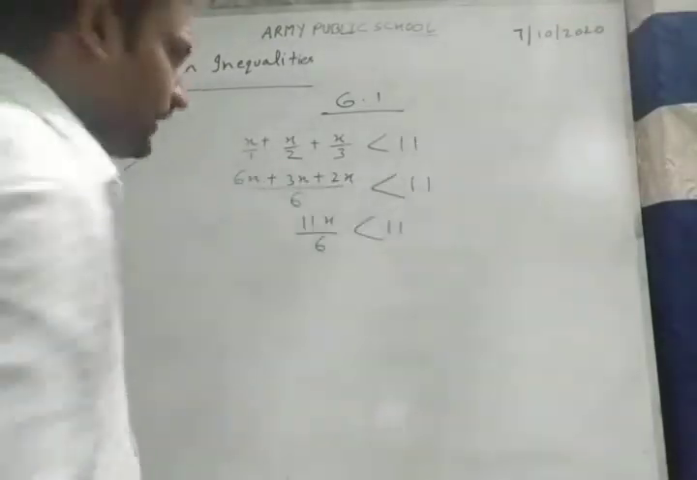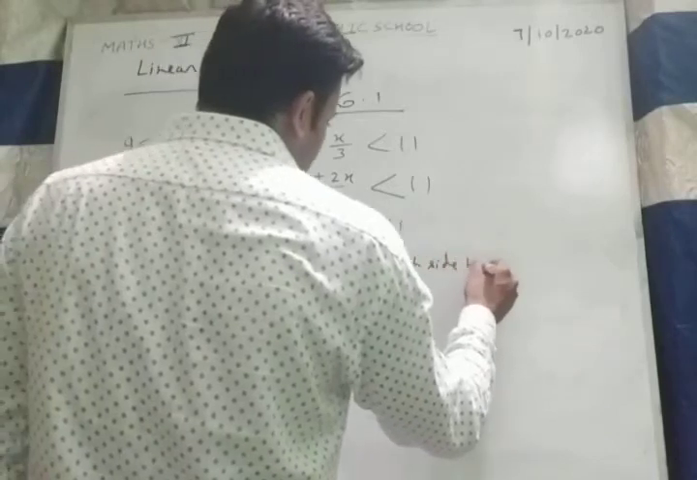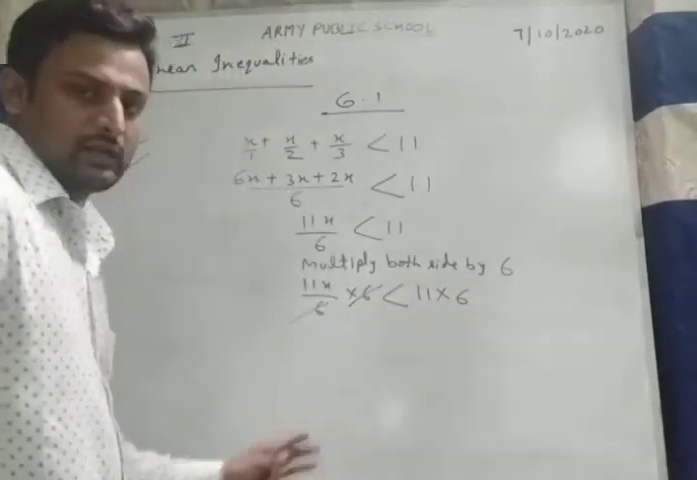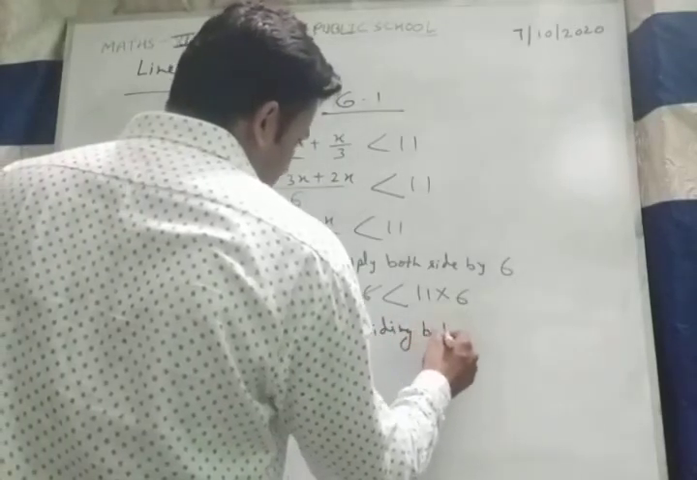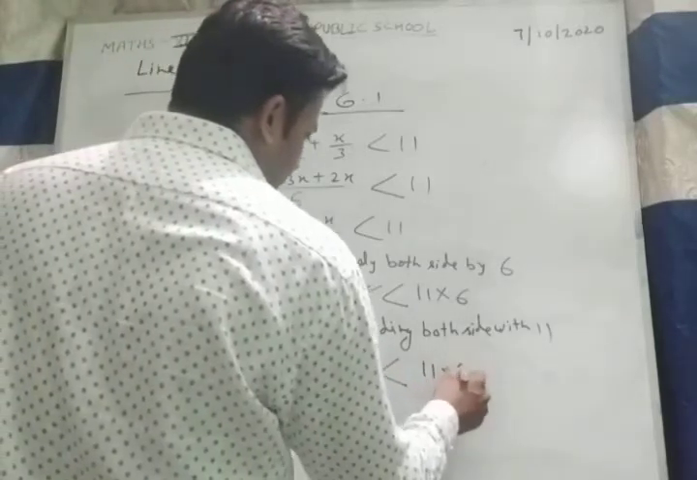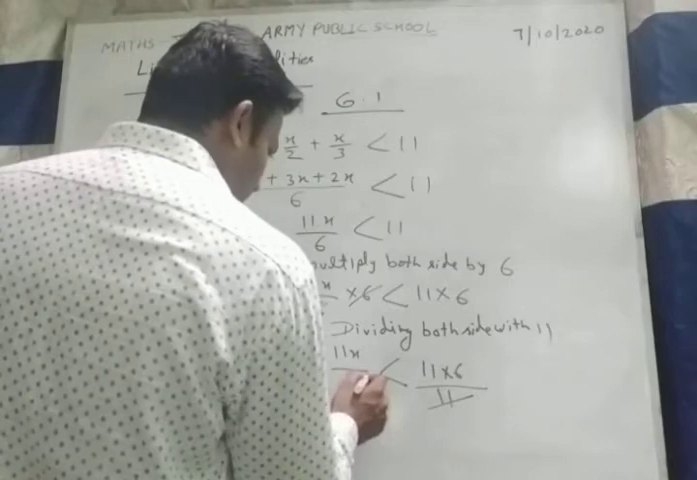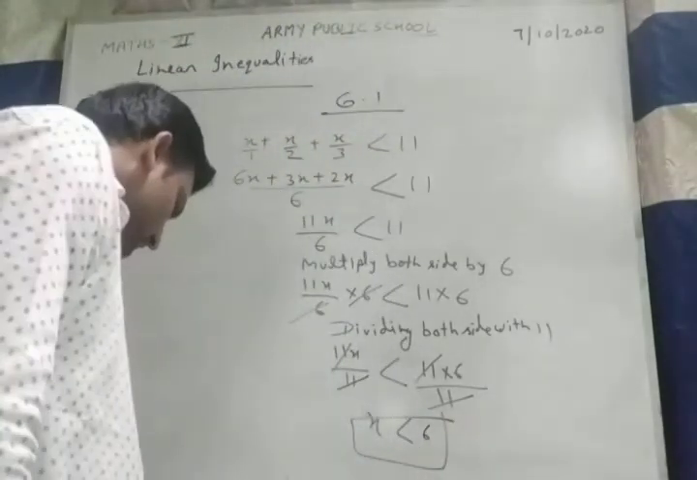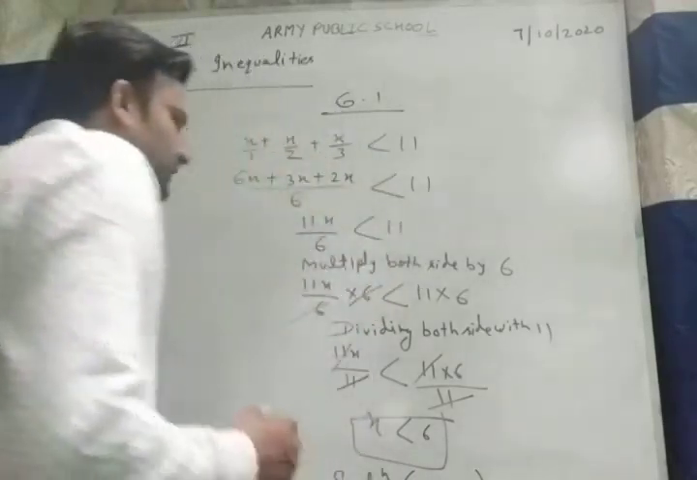Now multiply both sides by 6. 11x by 6 into 6, the 6 will be cancelled. Again dividing both sides by 11, we get 11x by 6 less than 11 into 6 by 11. Sorry, 11 by 11 will be cancelled, so x is less than 6. Okay, and the solution will be minus infinity to 6.